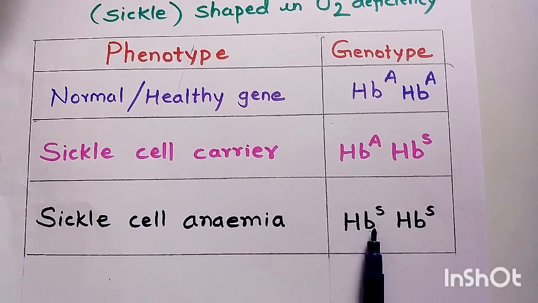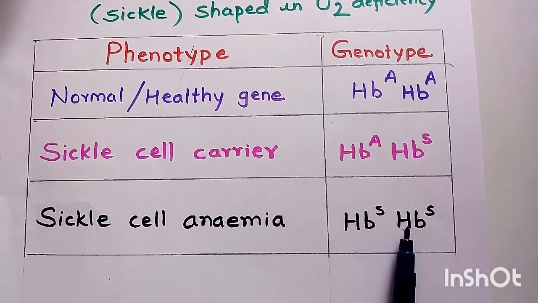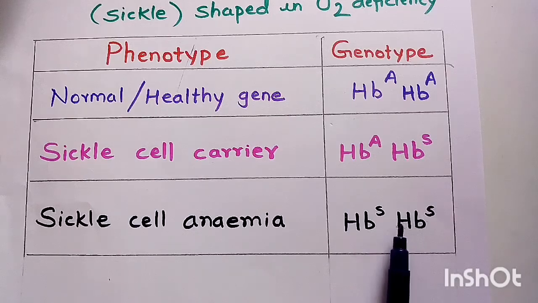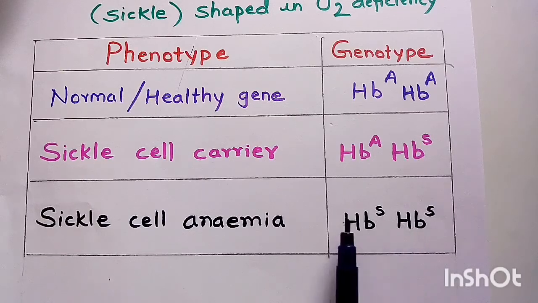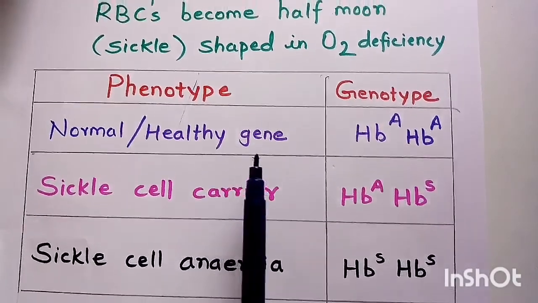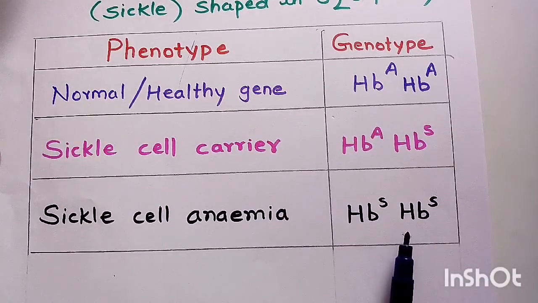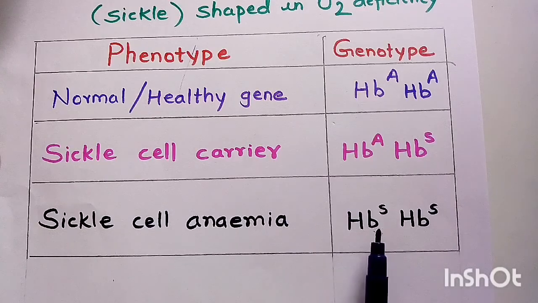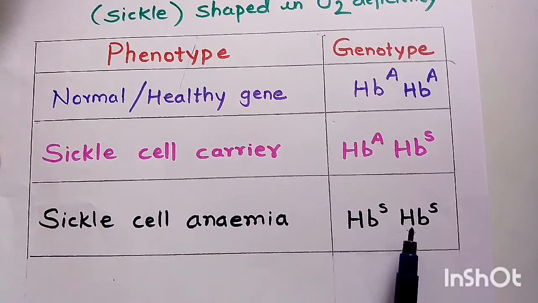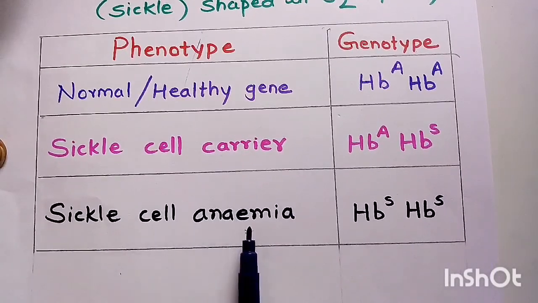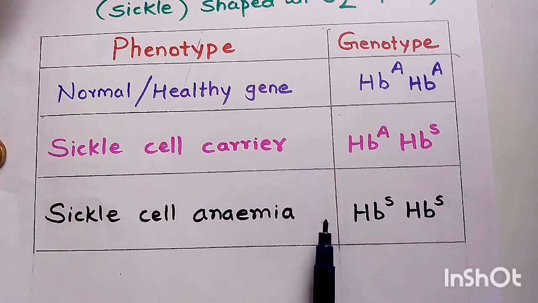So when this gene is present in double dose, it is very dangerous or lethal and it causes death of the person. This is the dominant gene and this is the recessive gene. So if the person is having the recessive gene in double dose, the person will suffer from sickle cell anemia and it may lead to death of the person.